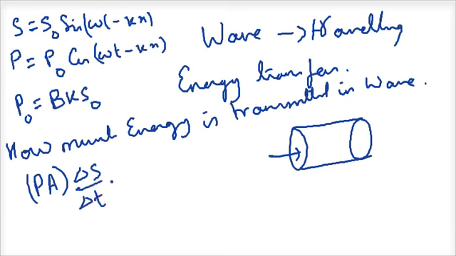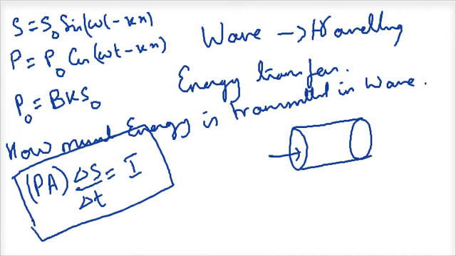This work done per unit time is the power or the intensity. Okay, so the intensity of the wave is equal to this much. So if the intensity of the wave is equal to this much, let me substitute. My P is equal to P0 cos(omega t minus kx). My ds by dt is equal to S0 omega, again a cos(omega t minus kx), so I put a square here.